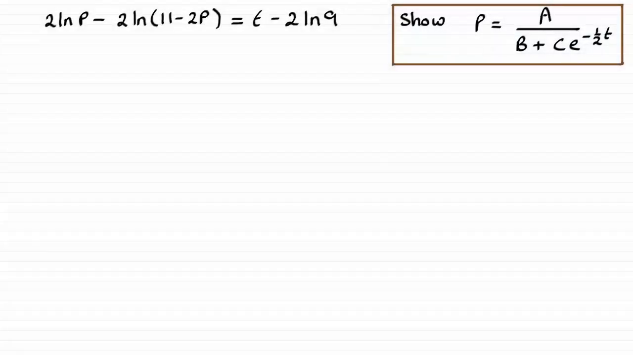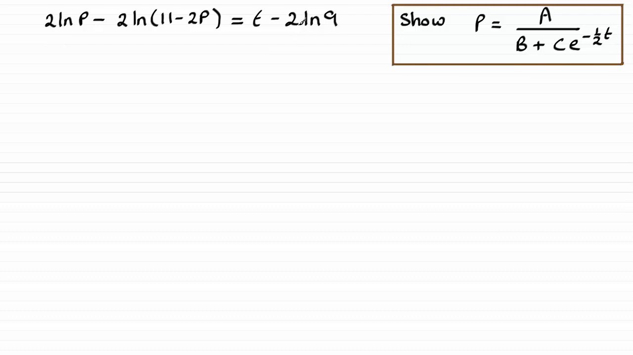Okay, so for this part of the question then, we're given this equation here and asked to make P the subject in this form. So how do we do it? Well, what I'd want to do is bring the natural log terms to the same side. It's easier to rearrange the equation when we do that.